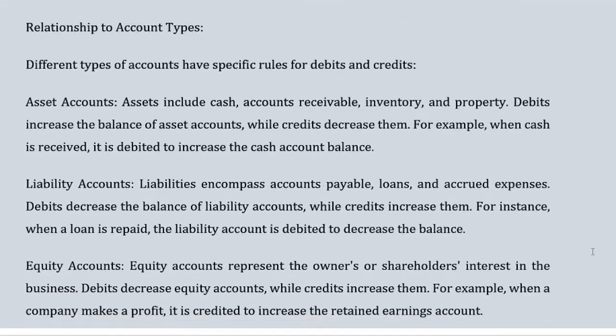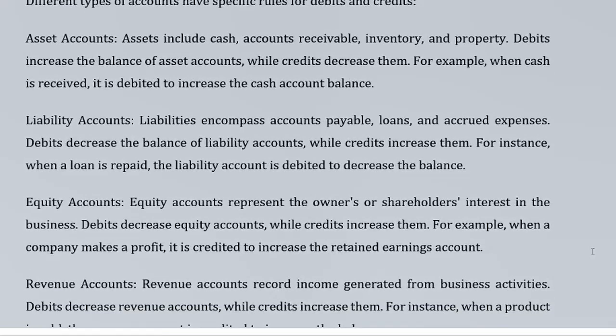Relationship to account types. Different types of accounts have specific rules for debits and credits. Asset accounts. Assets include cash, accounts receivable, inventory, and property. Debits increase the balance of asset accounts, while credits decrease them. For example, when cash is received, it is debited to increase the cash account balance.